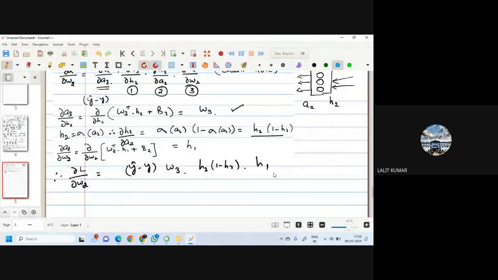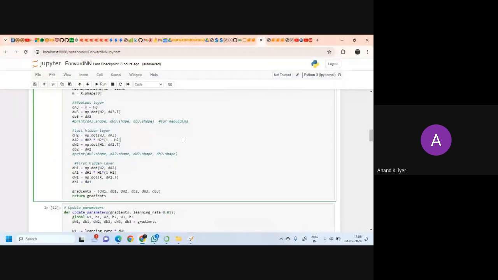So now we will try to find the sizes. Can you just go back to the code once? DH2 is W3. So the first part is called DH2, and you are doing a product, multiplying with the other one instead of doing a dot. Okay, understood.